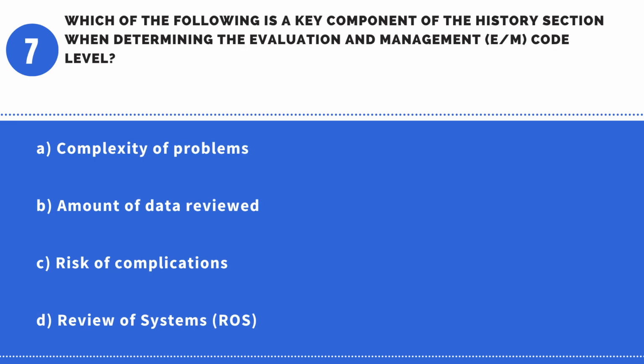Question 7. Which of the following is a key component of the history section when determining the evaluation and management, E/M, code level? A. Complexity of problems. B. Amount of data reviewed. C. Risk of complications. D. Review of systems, ROS.